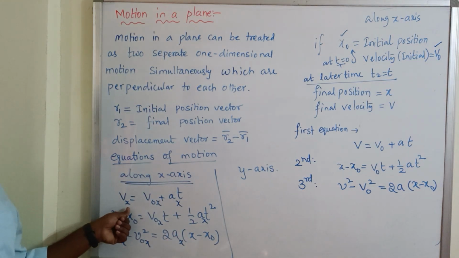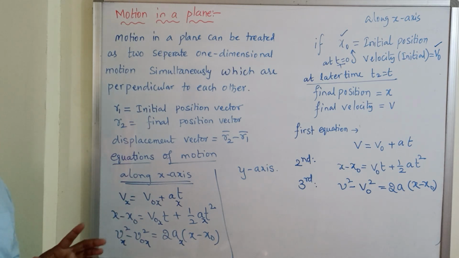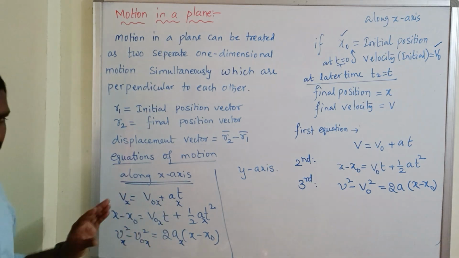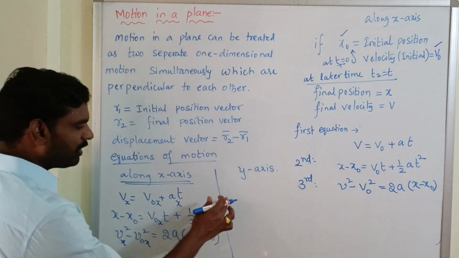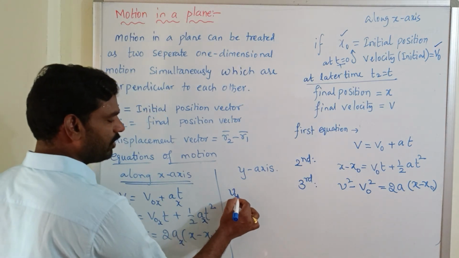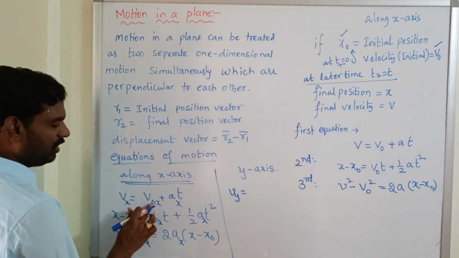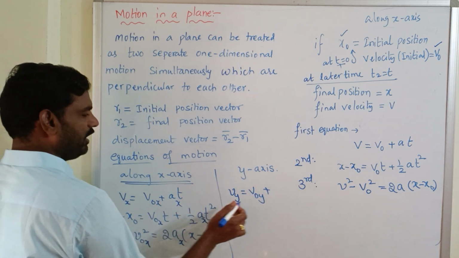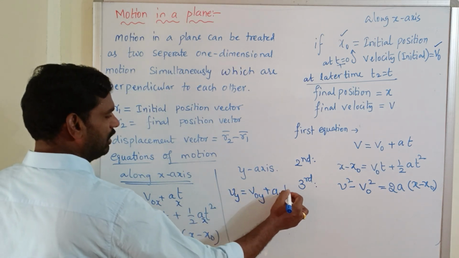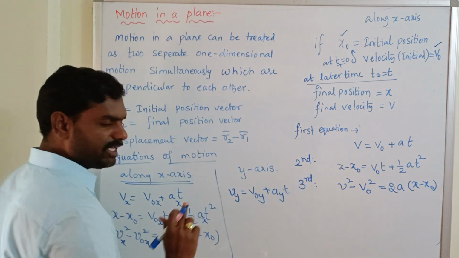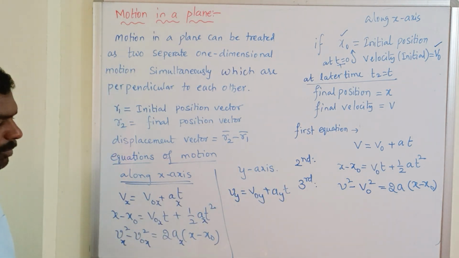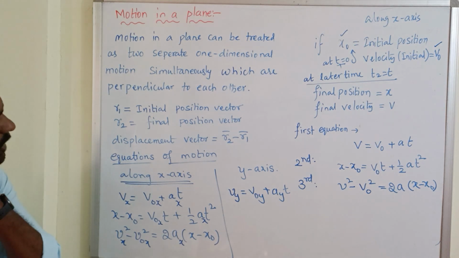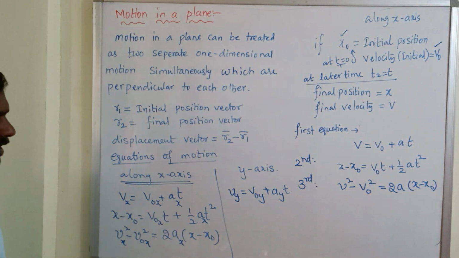Suffix indicates along x-axis అన్నట్టు. డైరెక్షన్ చెప్తున్నాం. ఈ equations of motion along x-axis అని చెప్తున్నాం. Now I am writing equations of motion along y-axis. So vy equal to v0y, x బదులు y పెడతాం అంతే, ప్లస్ ay into t. v ఈక్వల్ టు v0 ప్లస్ at నే along y-axis కాబట్టి y subscript పెడుతున్నాం అంతే. vy equal to v0y plus ayt.